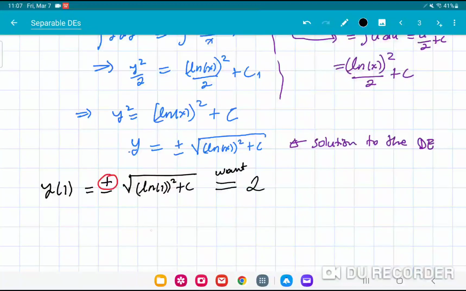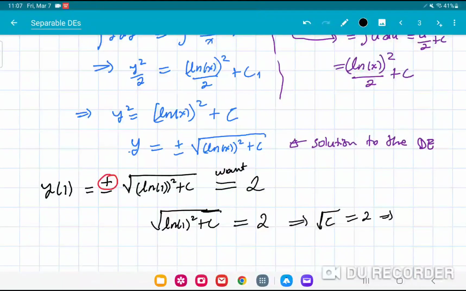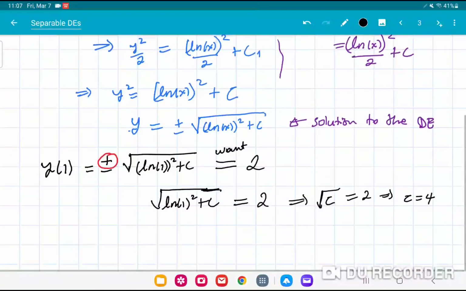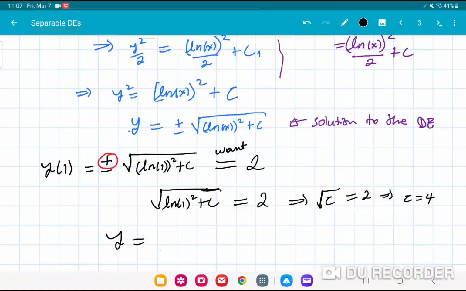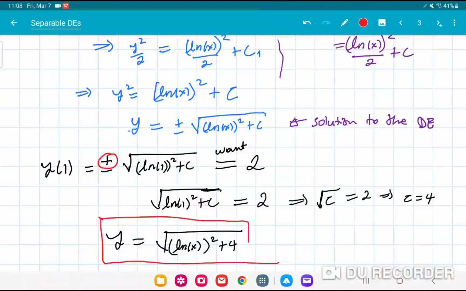As such, I'm going to do the square root of natural log of 1 squared plus c. We all know natural log of 1 is 0. So this gives you that square root of c equals 2. This gives you c is 4. So your solution now is y equals, now the positive square root, because we've already picked the positive one, of natural log of x quantity squared plus 4. And this is the solution to our initial value problem.